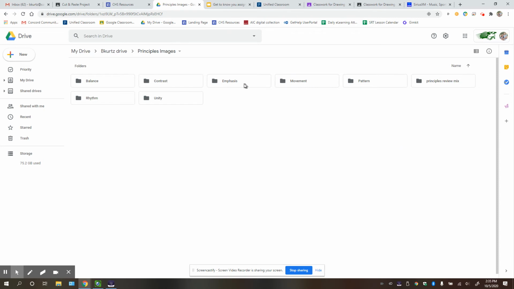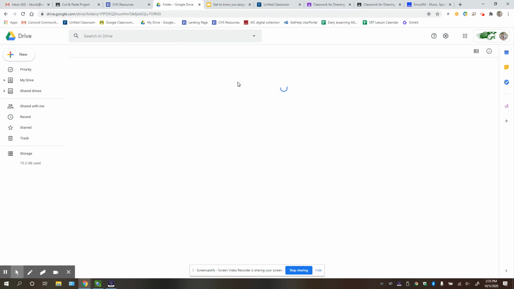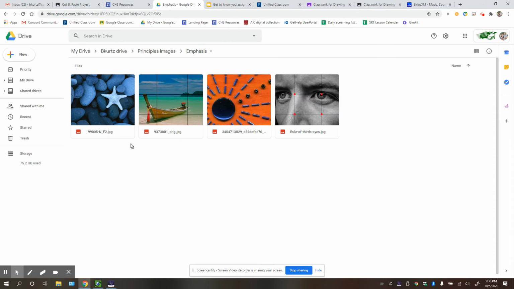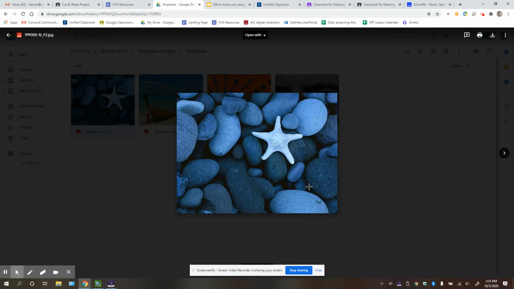And emphasis. Emphasis is very related to contrast, and you'll see why as we go through these. In emphasis, we want to have something that stands out, something that dominates the picture or catches your eye. In this picture, it's the starfish. It stands out because it shows contrast of shape or form, right?